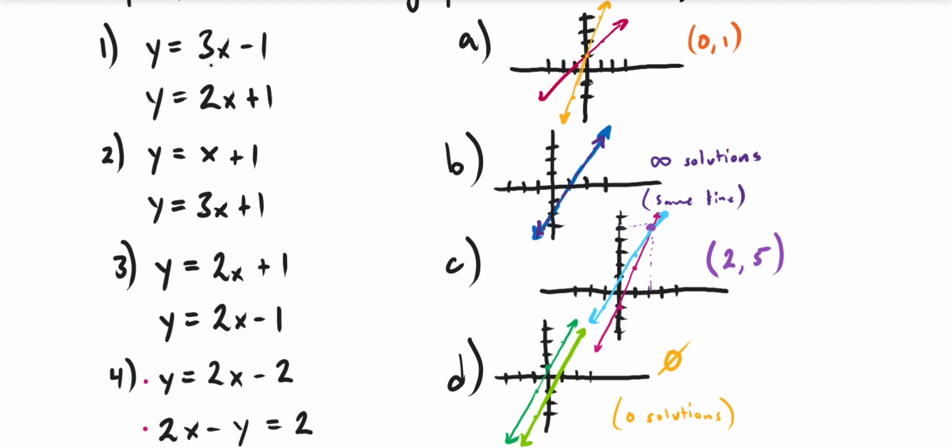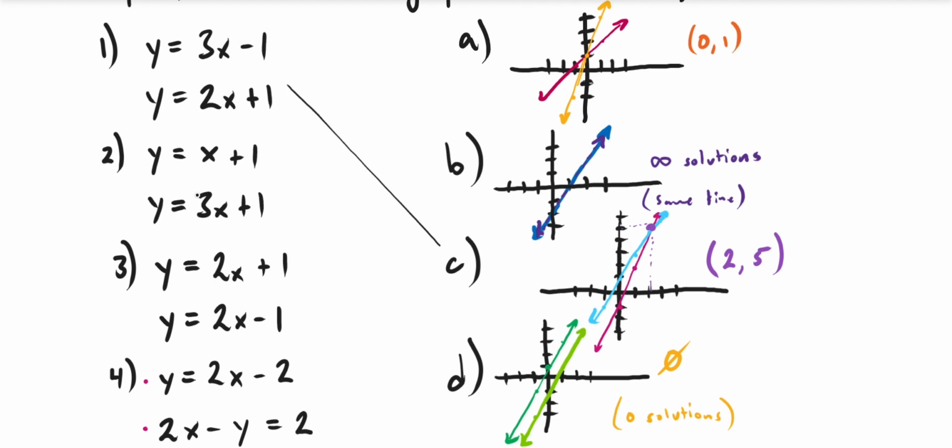So the first one has two different slopes. So we know it's going to intersect at one point. That limits us to A or C. Here we have two different y-intercepts, and so that's going to make C the correct option. We can also check slopes. This one has slope of 3, this has slope of 2, and we can see where they intersect. It's at the point 2,5. So this is the solution to this system of equations.